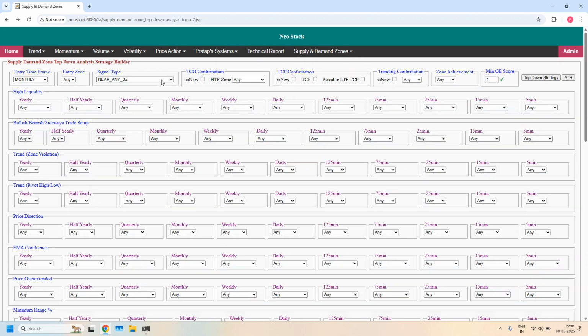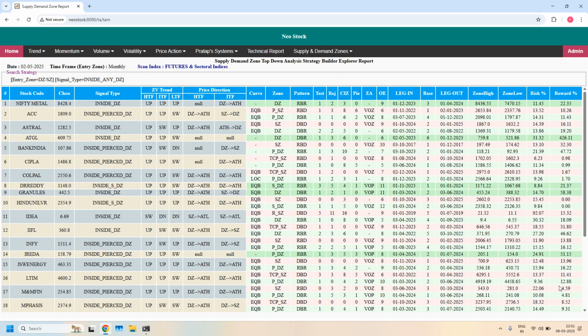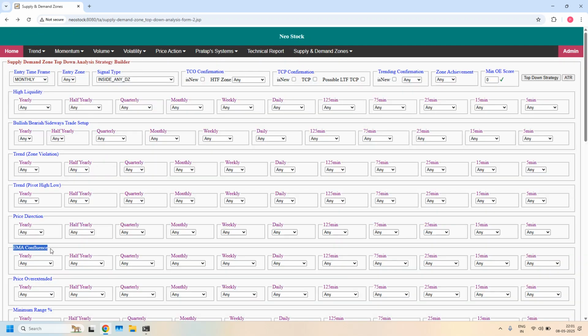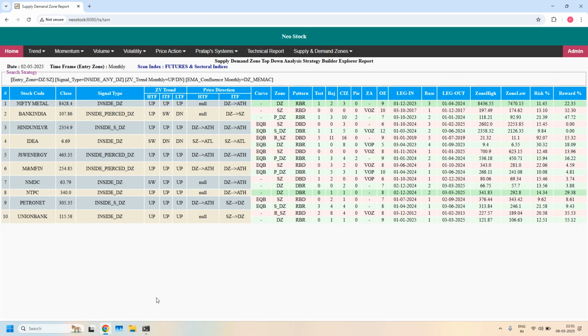Next, price closed inside the monthly demand zone. We got a big list. First 18 stocks. Scrolling the list down. Total 28 stocks are filtered. We can further filter based on the monthly demand zone having monthly EMA confluence, and also trend on the monthly either up or down. So we got 10 stocks.